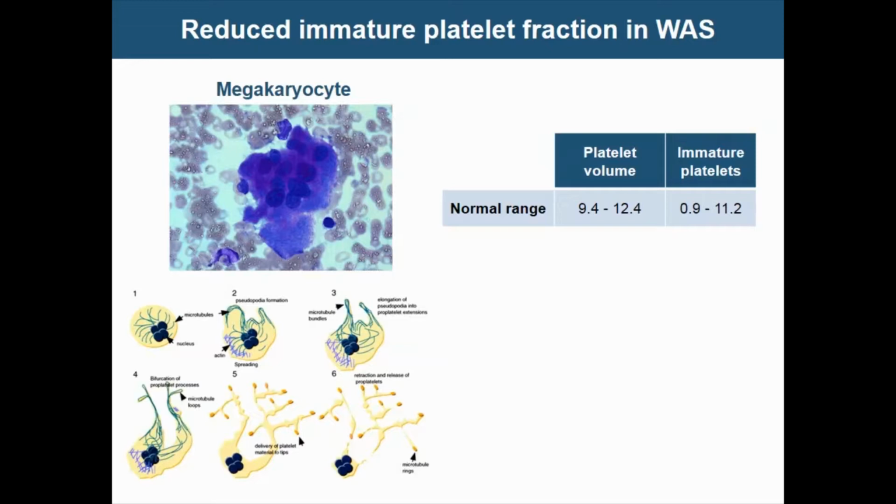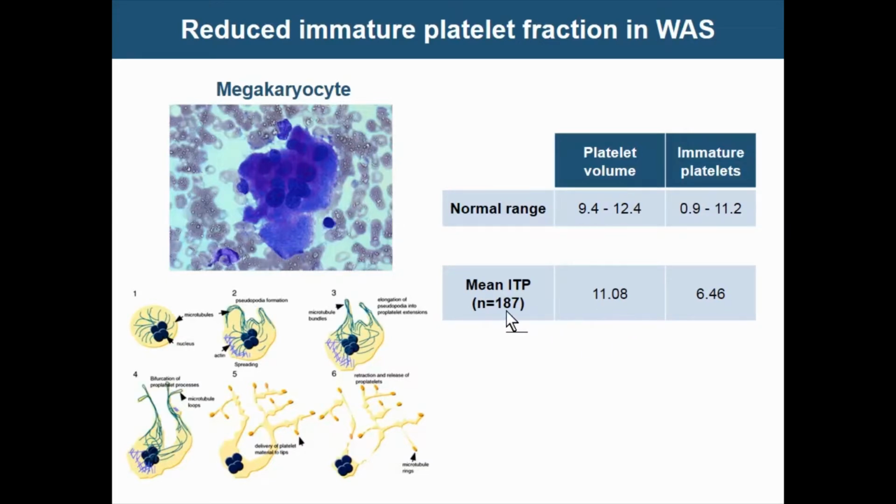So we did a study comparing the young platelets, so the platelet production, in patients affected with Wiskott, compared to the other most common condition of thrombocytopenia, immune thrombocytopenia. In this case, we looked at the platelet volume as one of the most common diagnostic signs of Wiskott, and the number of young platelets. The normal range is indicated here.